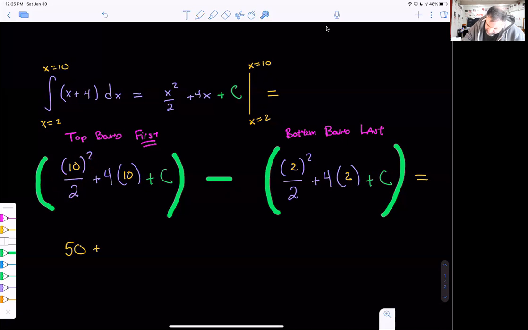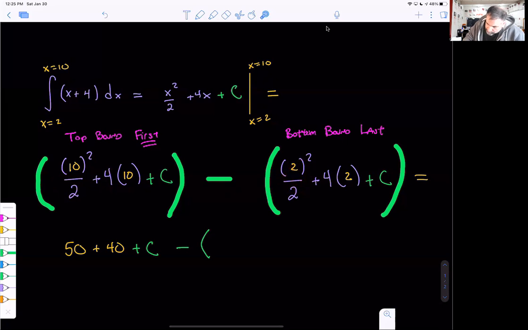50 plus the next expression is going to be 4 times 10. That's going to be 40. And then we're going to have that plus c kind of just getting brought along. Now I'm going to do minus, and I'm going to keep those parentheses because I like to just focus on doing my numbers first. It's very easy to make a careless mistake if you forget to distribute. So I'm just going inside the parentheses, the way order of operations taught us.